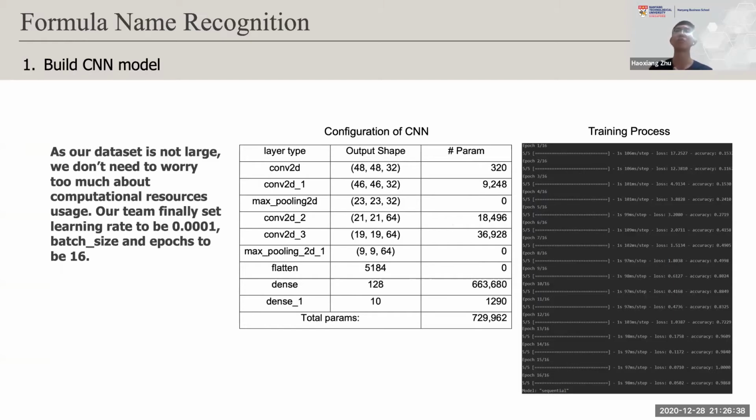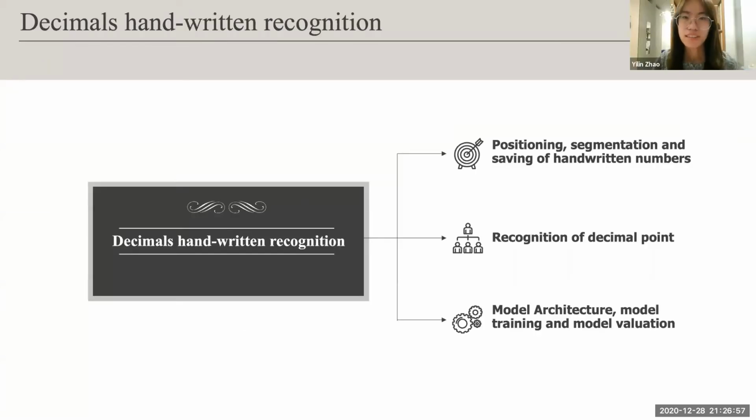For the next step, we will transfer the name of the formula to our terminal. Our terminal would implement different formulas based on the result recognized at this part. And my teammate Yiling will talk more about this. Thanks, Haoxiang. Now let me introduce the following part. Decimal handwriting recognition.